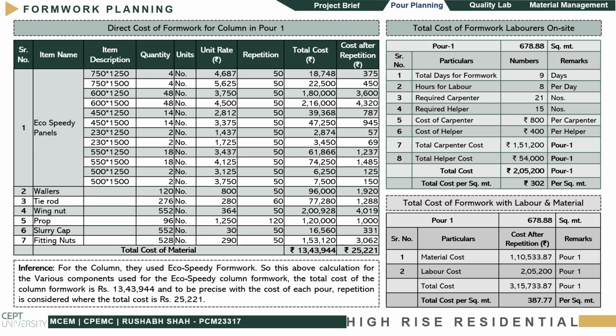After this we also calculate the total labor cost for 678.88 square meter of area. It requires 21 carpenters, at a cost of 800 rupees per carpenter, and 15 helpers, at a cost of 400 rupees per helper, for 8 hours per day for 9 days. So the total cost of labor is 2 lakh 5200 rupees. After this we calculate the total formwork cost with labor and material. So we got a cost of 3,50,15,733.87 rupees for 678 square meter.